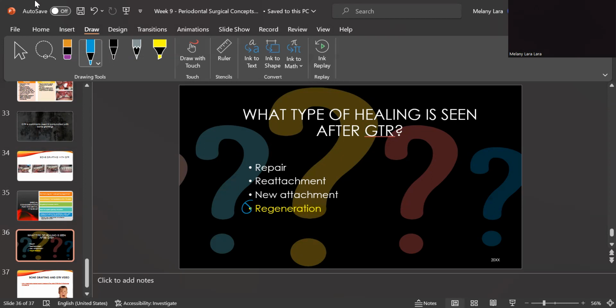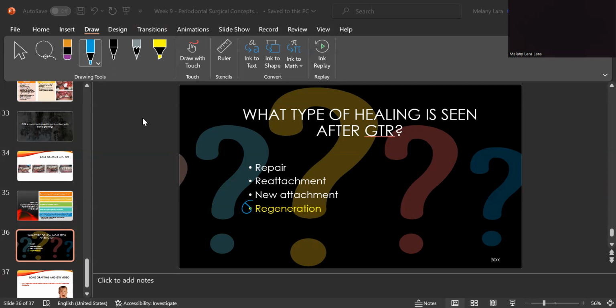Repair is going to be almost like a scar tissue, okay? That's the formation of the long junctional epithelium. Reattachment is something I haven't given you too many examples of yet, we'll get into this more next week. But reattachment occurs when a patient is undergoing periodontal surgery or esthetic surgery, they have recession, and no disease is present. We're flattening the tissue back, but we're not actually removing any diseased tissue, so it basically reattaches.